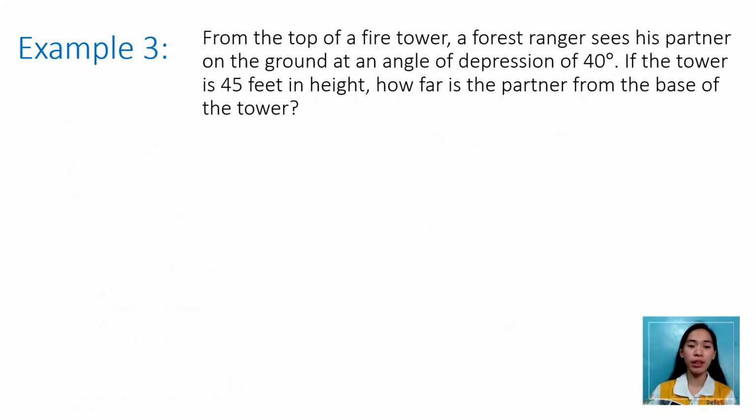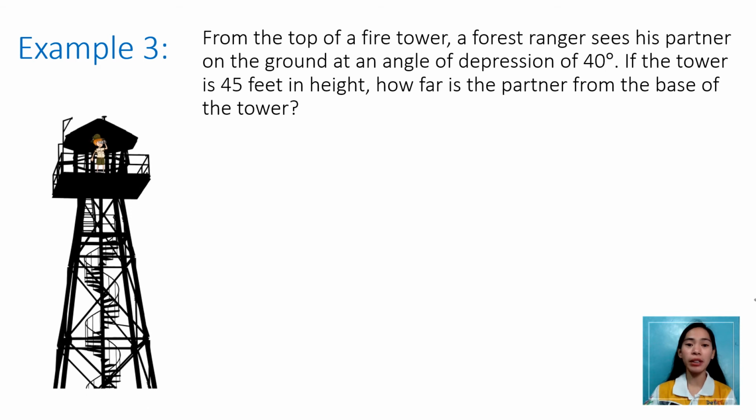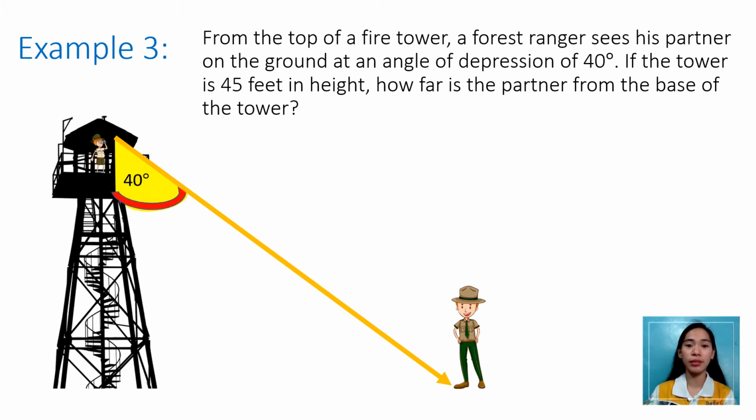Example number 3. From the top of a fire tower, a forest ranger sees his partner on the ground at an angle of depression of 40 degrees. Okay. If the tower is 45 feet in height, how far is the partner from the base of the tower?